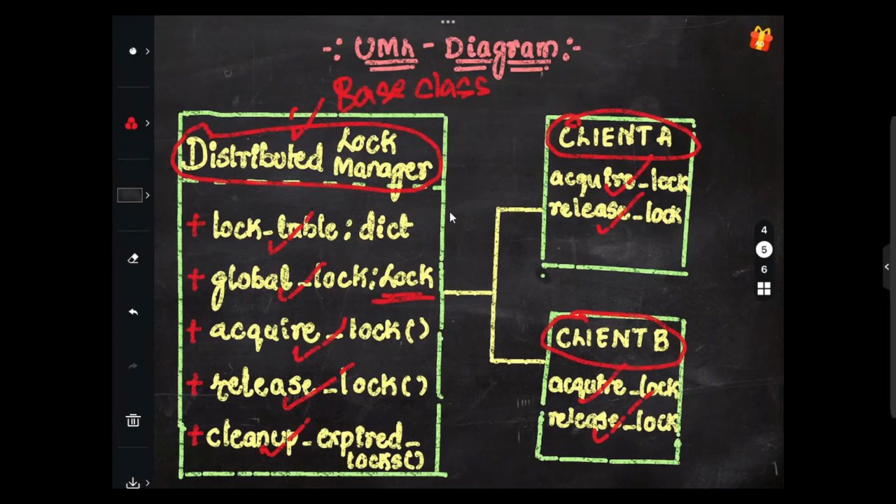Under the client A and client B. So client A and client B are directly related to the distributed log manager class, right? So this is fine, I believe. Whatever we discussed, accordingly with that, we have designed the UML diagram. Now the UML diagram is complete, and we have discussed the algorithm choice as well.